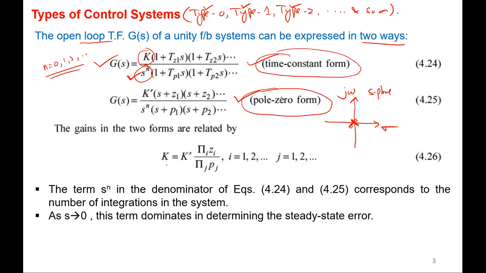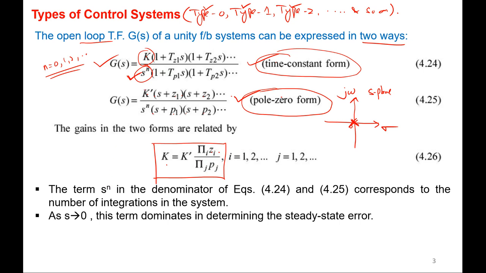So here you can take z1 common, z2 common, z3 common. In the denominator you can take p1 common, p2 common. So it is the product of all the zeros in the numerator, z1 into z2 into z3 and so on, divided by the product of the poles p1 into p2 into p3 and so on, right? So that is the relationship that exists between K and K dash. K is equal to K dash into the product of the zeros z1 z2 divided by the product of the poles p1 p2 and so on, right?